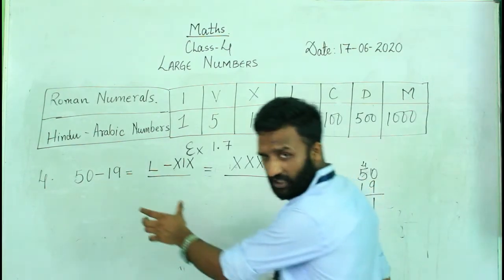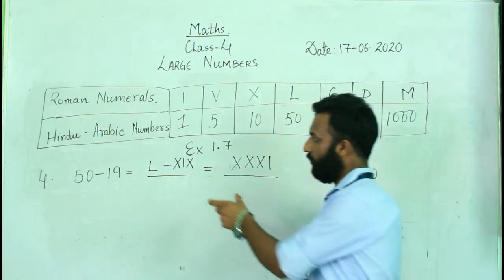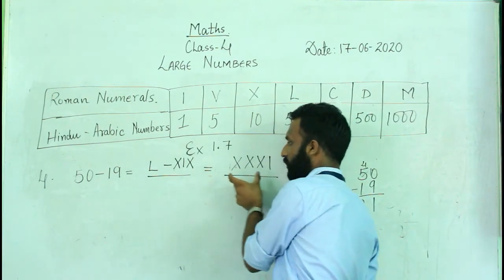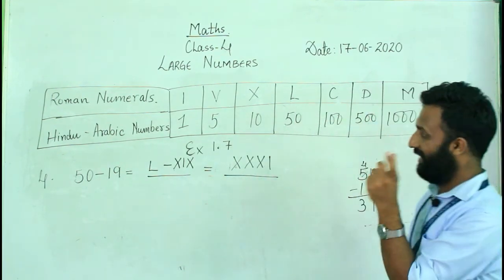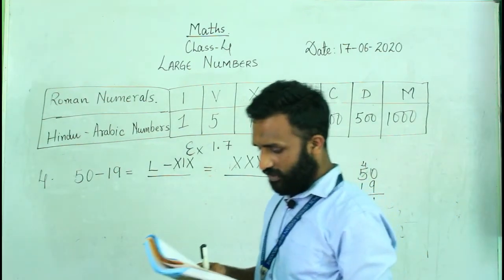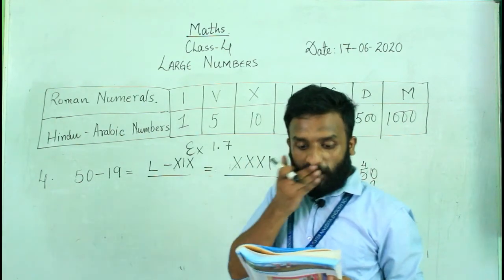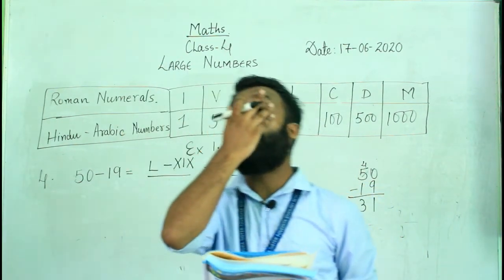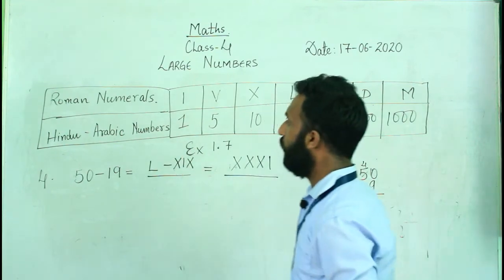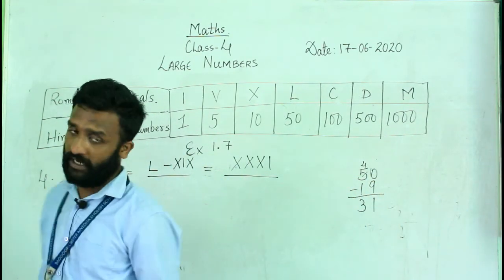It is given in Hindu Arabic. You have to write that in Roman, and then the answer which you get, that also you will have to write in Roman numbers. So this is how we have done question number 4 also. Hope you all have understood. So this is how the Roman numbers and the Hindu Arabic numbers are written. You do the remaining questions.